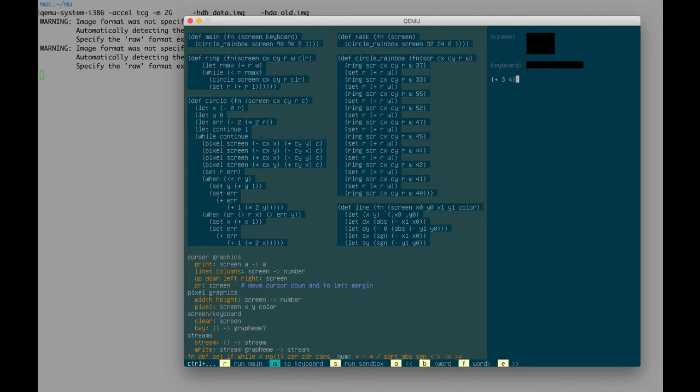Here's Mu again, the programming environment that's built from scratch without any dependencies. There's a space for defining functions on the left. There's a list of low-level primitives on the bottom left just for documentation. And there's a REPL on the right.